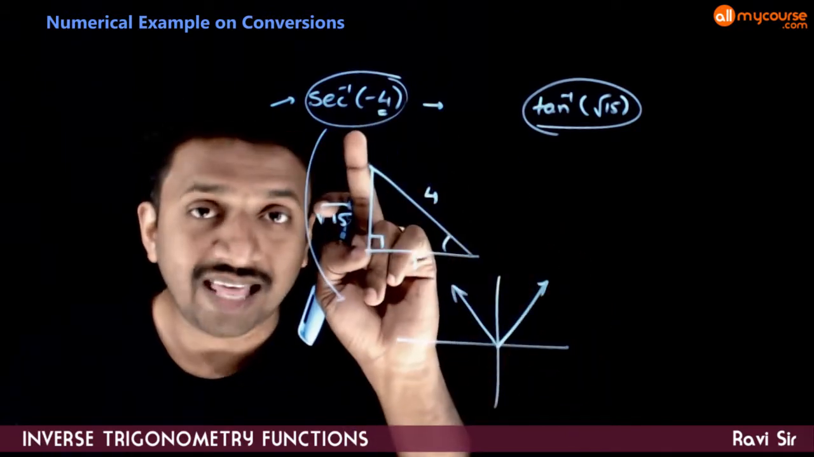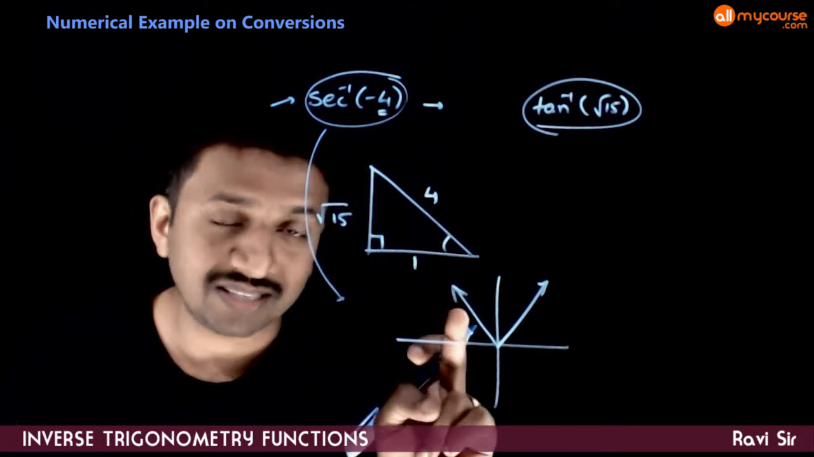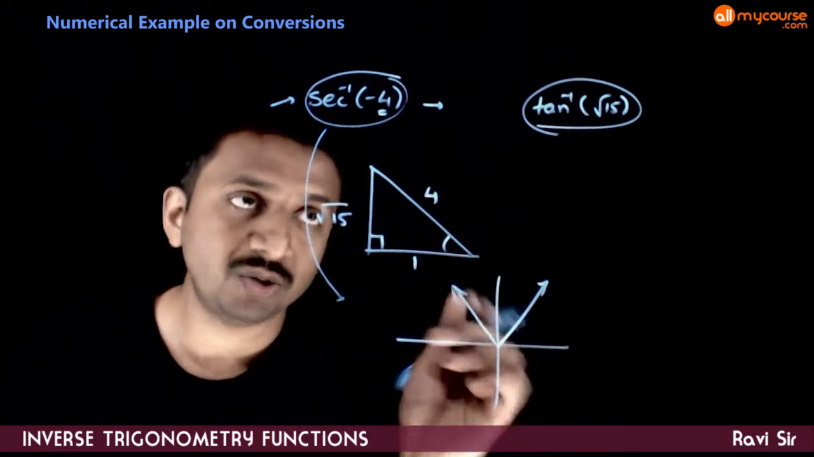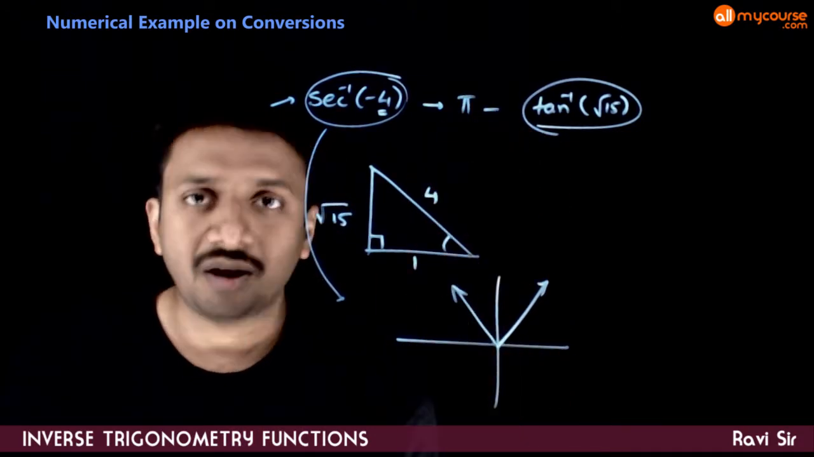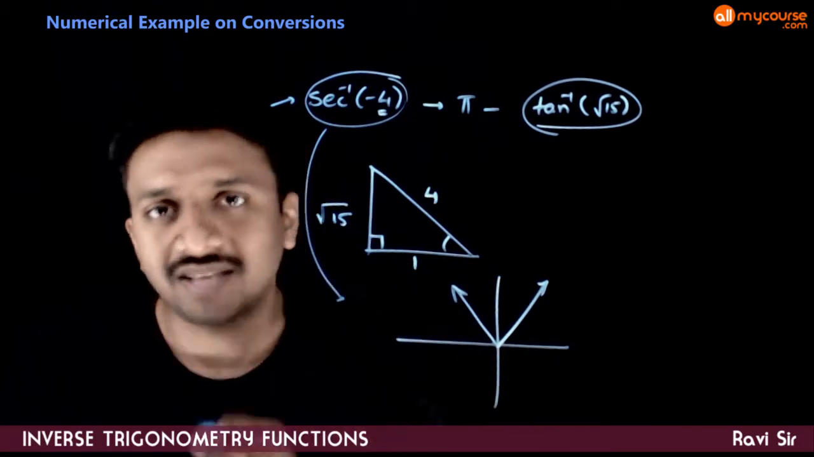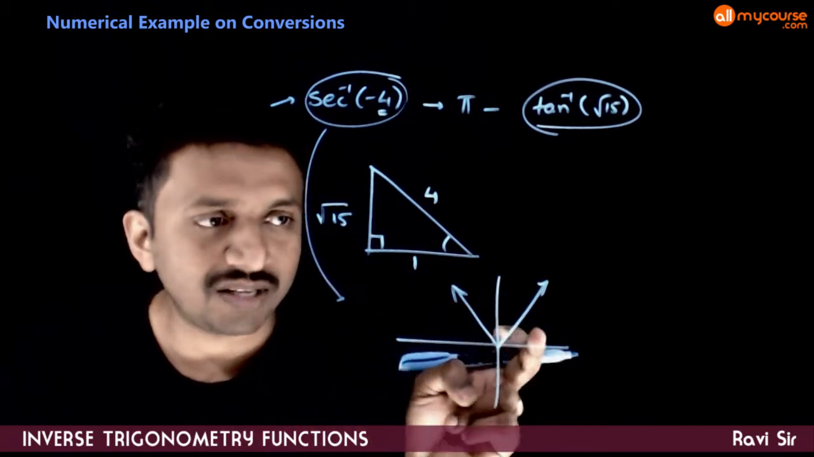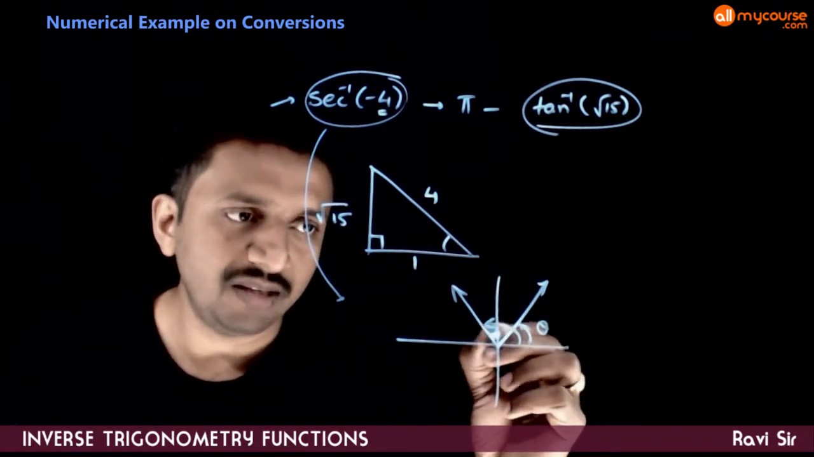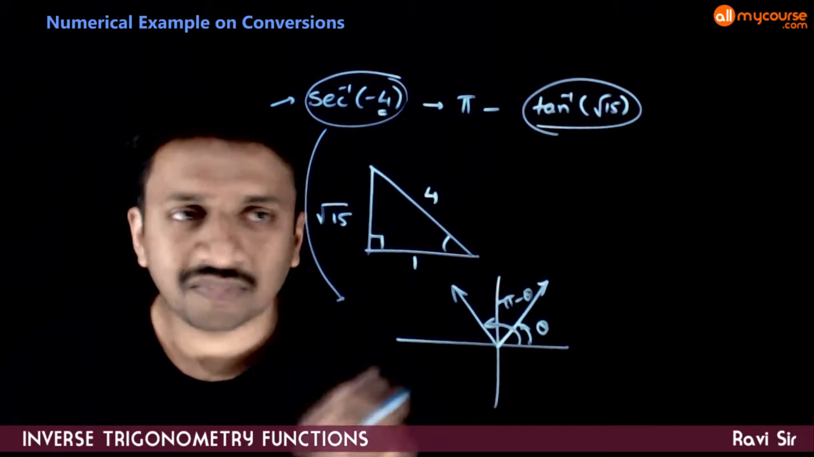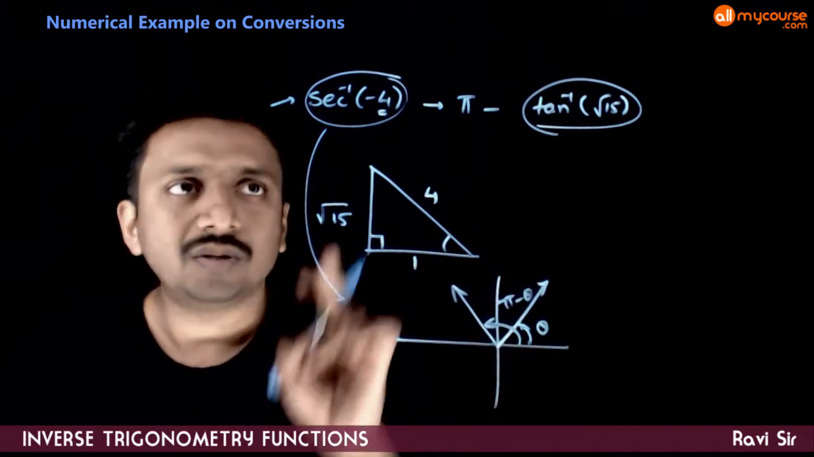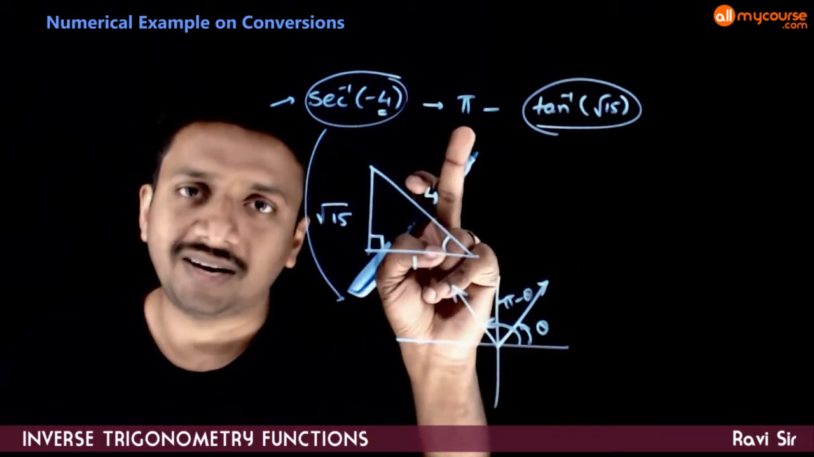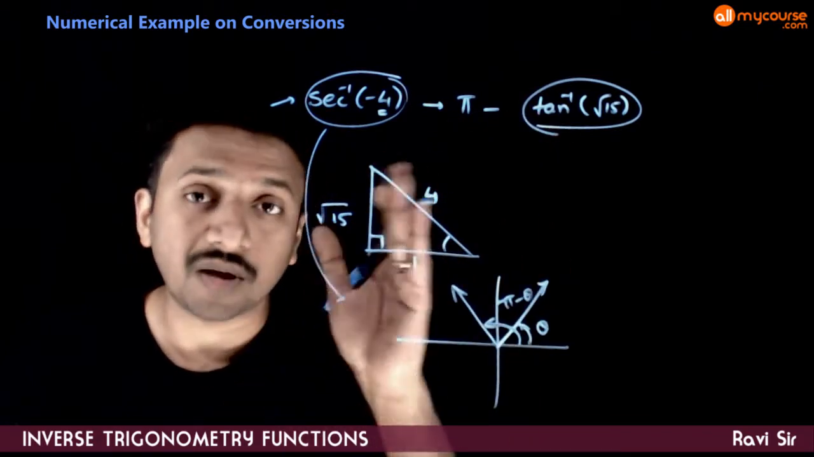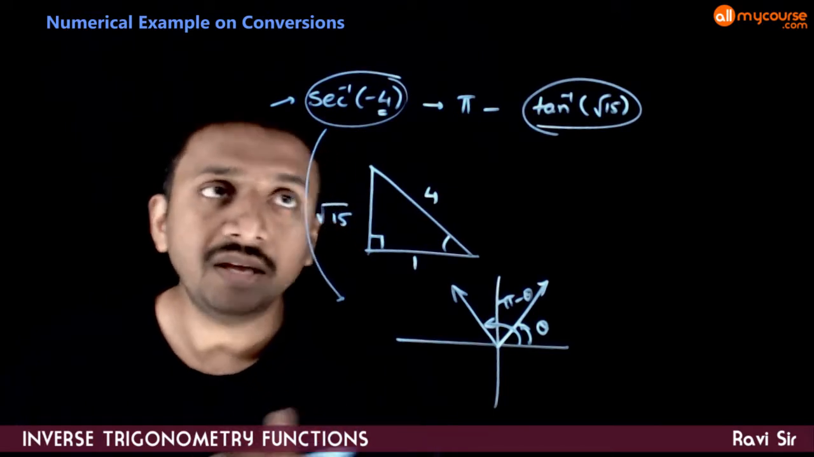Now, LHS represents this number, RHS represents this number. So, what is the relation between these two? Pi minus of this angle is equal to this angle. So, if this is theta, this will be pi minus theta, right? The allied position in the second quadrant. So, secant inverse of minus 4 can be written as pi minus of tan inverse of root 15. This is one way. What is the other way?